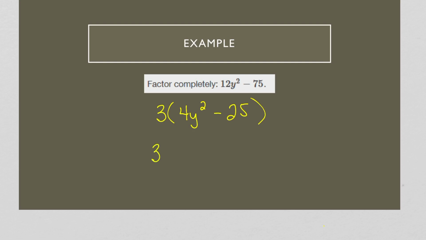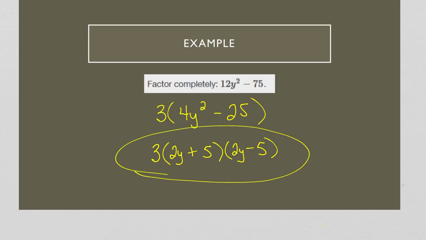So we've got to write the 3. And then what we're going to put in here is the square root of this, which is 2y, put that there and there, and the square root of this, and one's a plus and one's a minus. This is just a shortcut.